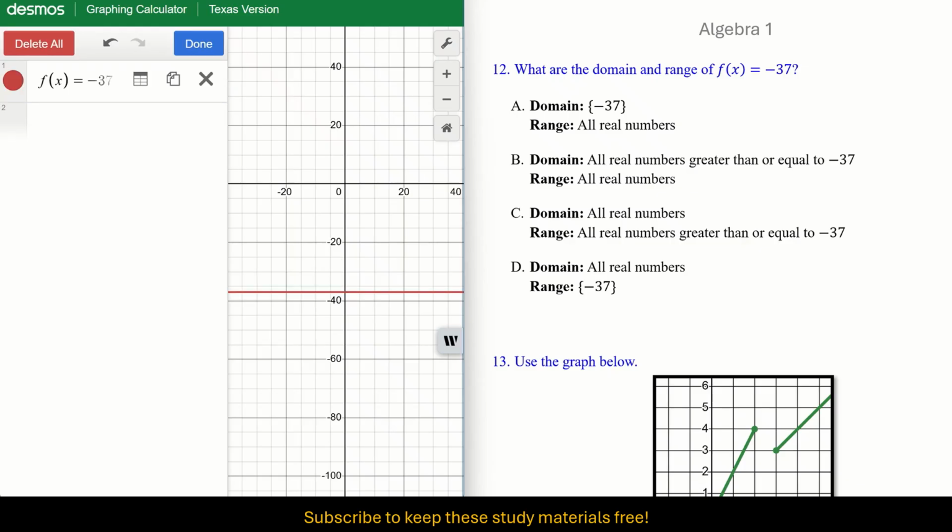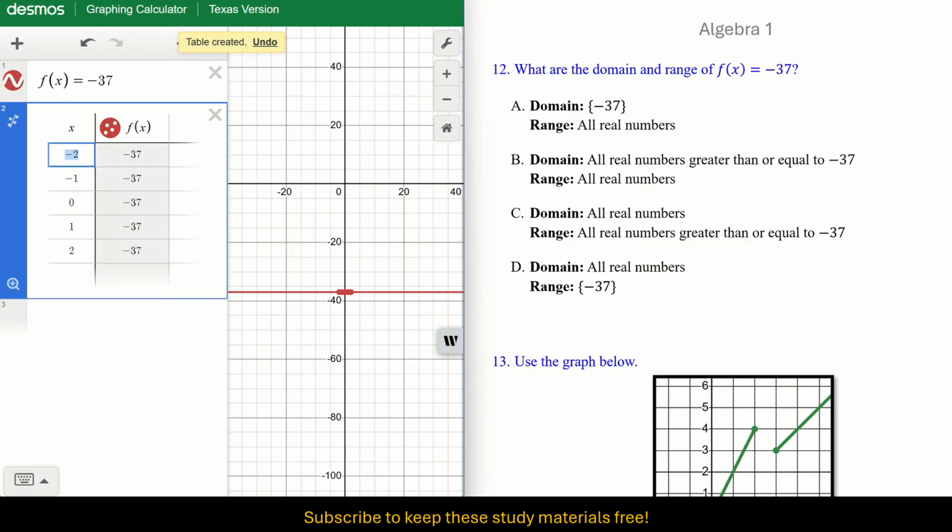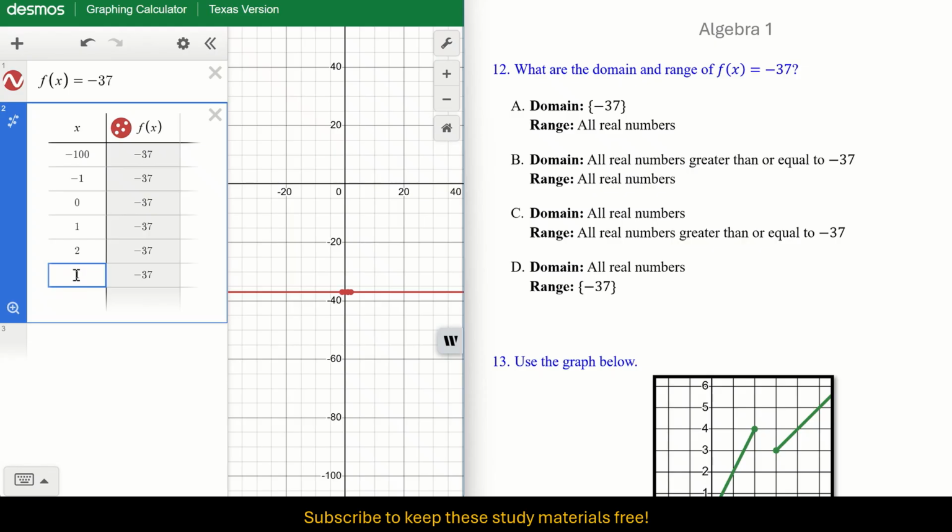So we go to my gear and I push table, and it's going to give me an infinite negative 37. The only difference is I cannot arrow up and down. I will have to type things in. So let's put in negative 100. All it is, is 37. Let's go down here and put in positive 100. Well, negative 37. So the only value for the range is, again, the singleton of negative 37. It doesn't matter which calculator I use, I will always see this, because it is a horizontal line.